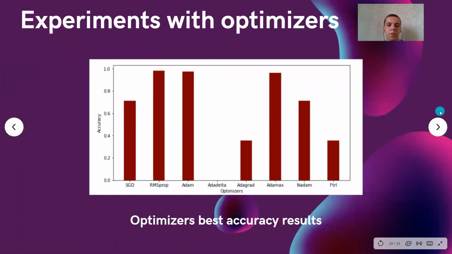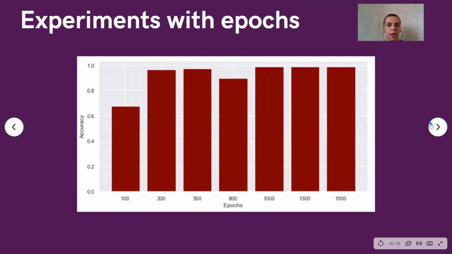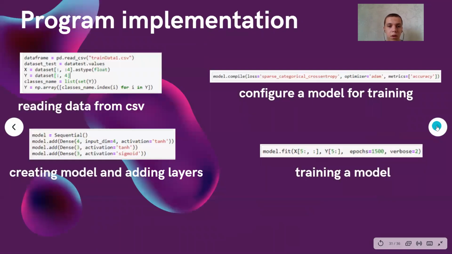So also we should choose an optimizer. You can see that RMSprop, Adam, and Adamax are good optimizers. Our choice will be Adam. And we should provide epochs. As we can see, we can find a stable epoch count. So we choose 1,500 epochs to stabilize our model.